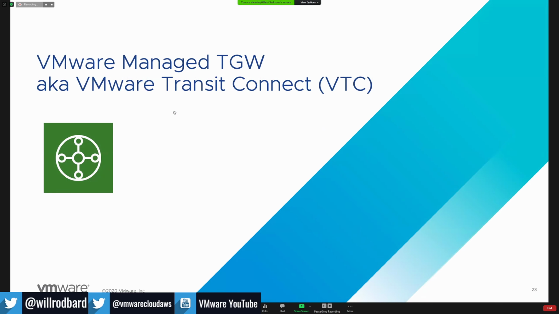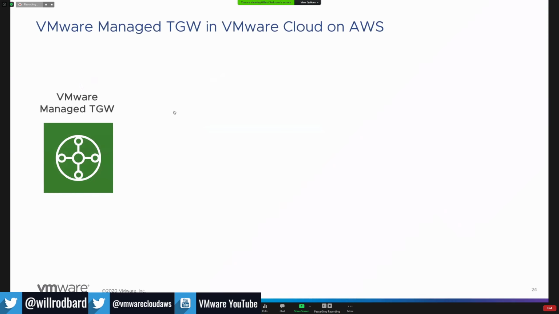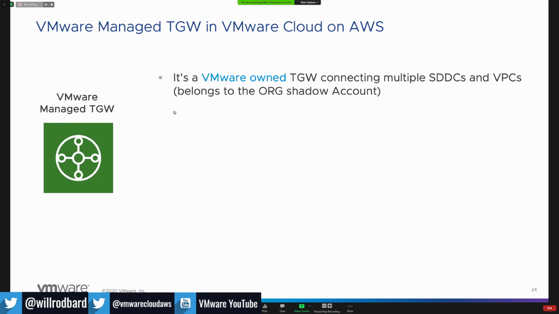Now the VMware Transit Gateway, also known as VMware Transit Connect. We did some work with Amazon to be able to integrate the transit gateway into VMware Cloud on AWS. It's a VMware-owned transit gateway connecting multiple SDDCs and VPCs together, and that belongs to the org shadow account. You know that when you create a VMware org, there is a shadow account. Every VPC belongs to the shadow account. The transit gateway from VMware will also belong to that shadow account.